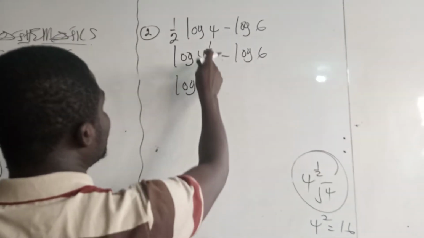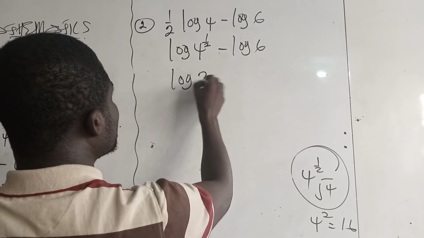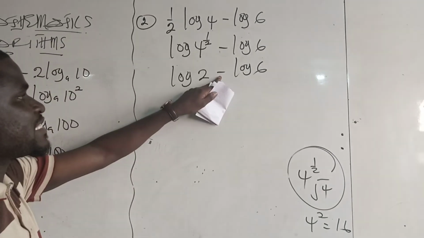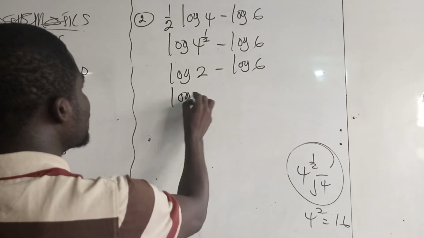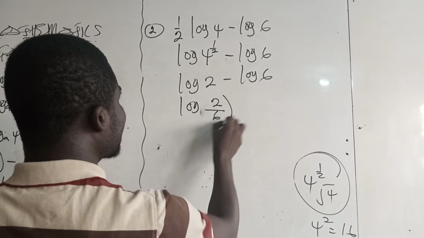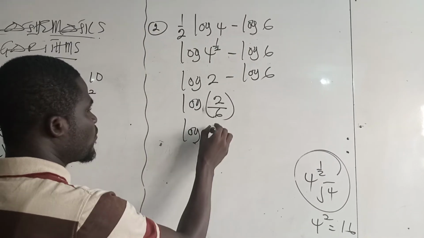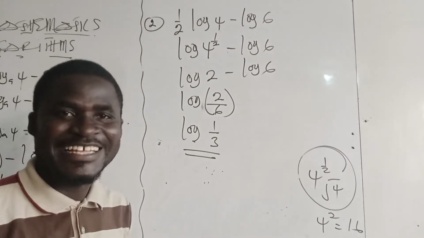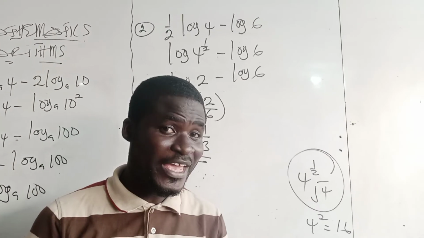So we're going to have, square root of 4 will give us what? 2 minus log 6. Now, this is the second log, so let's go and divide it. So we are going to have log 2 divided by 6. Now, 2 goes into itself 1, 2 goes into 6 three times. So this is the final answer. Log is very simple. It's not difficult. Okay, good.